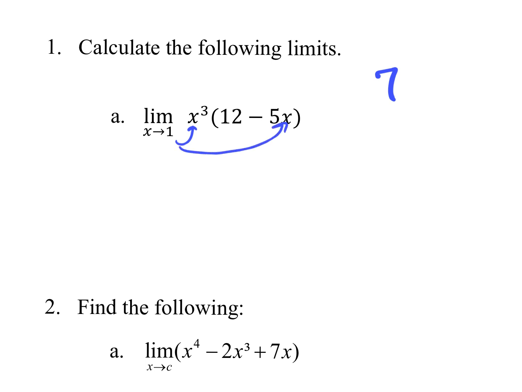We always just try to plug it in, just like those Glade plugins. That's right. You guys, I heard it. Healed, what'd you just say? He says just 7, because when I plug in a 1 for every x, 1 cubed is 1 times 12 minus 5, which is just 7. Direct substitution is the bomb. AP will give you a direct substitution question. It's really nice. Let's go try this one.